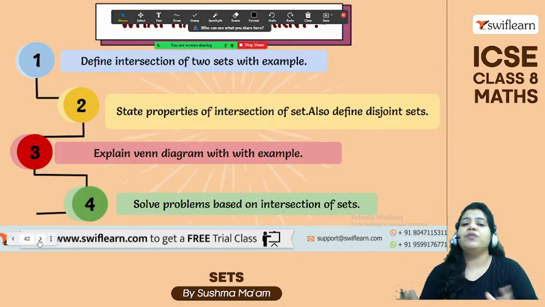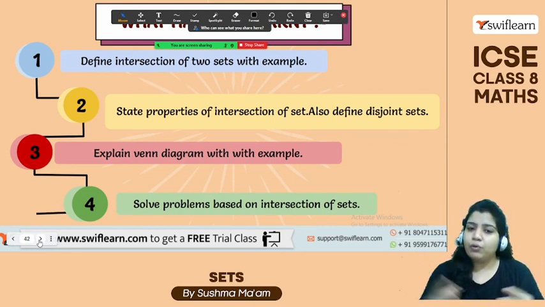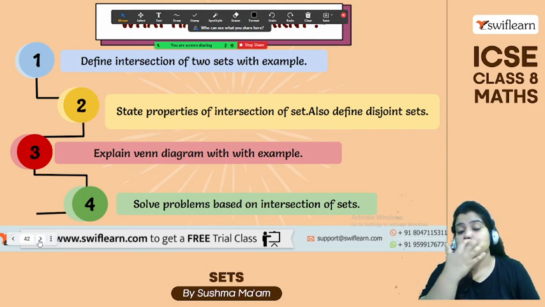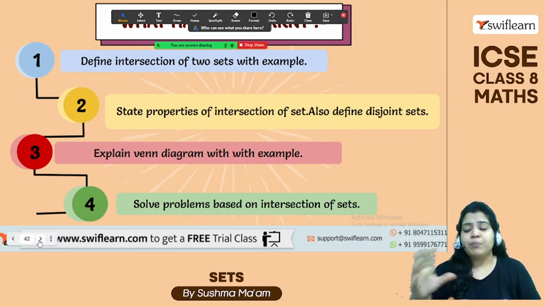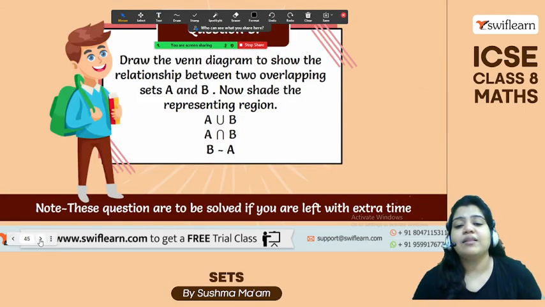So here what we have learned in today's class: the meaning of intersection, how to represent and find the intersection of two sets with examples, properties, what is a disjoint set, the difference of sets, and the Venn diagram, with some more examples. And then we solved so many problems, and these are the extra questions. So take a screenshot and use this. Try these questions and give your answer in the chat box.